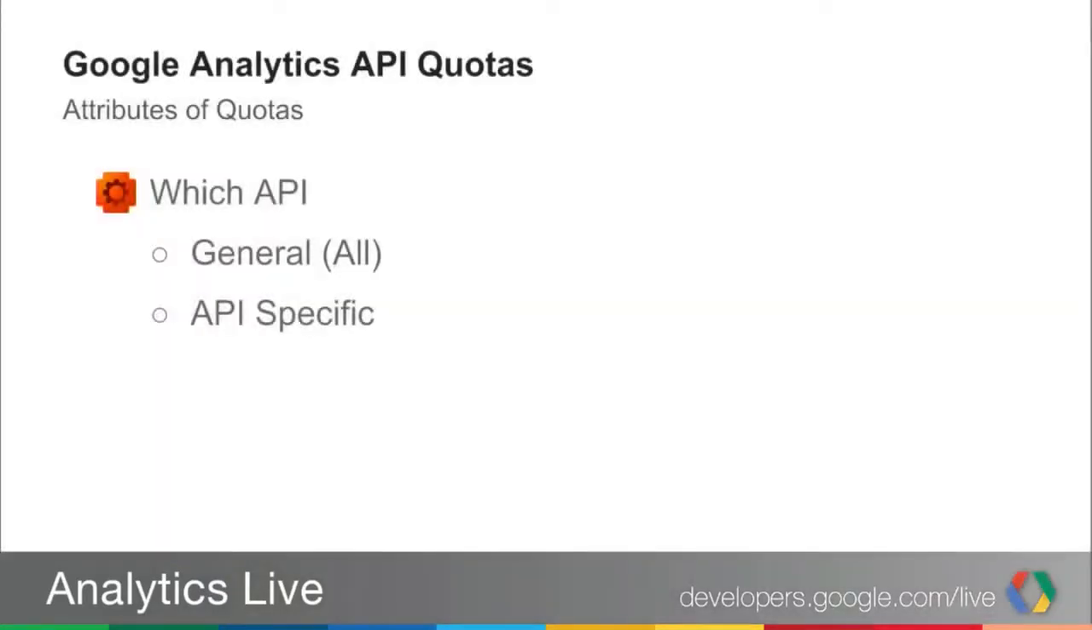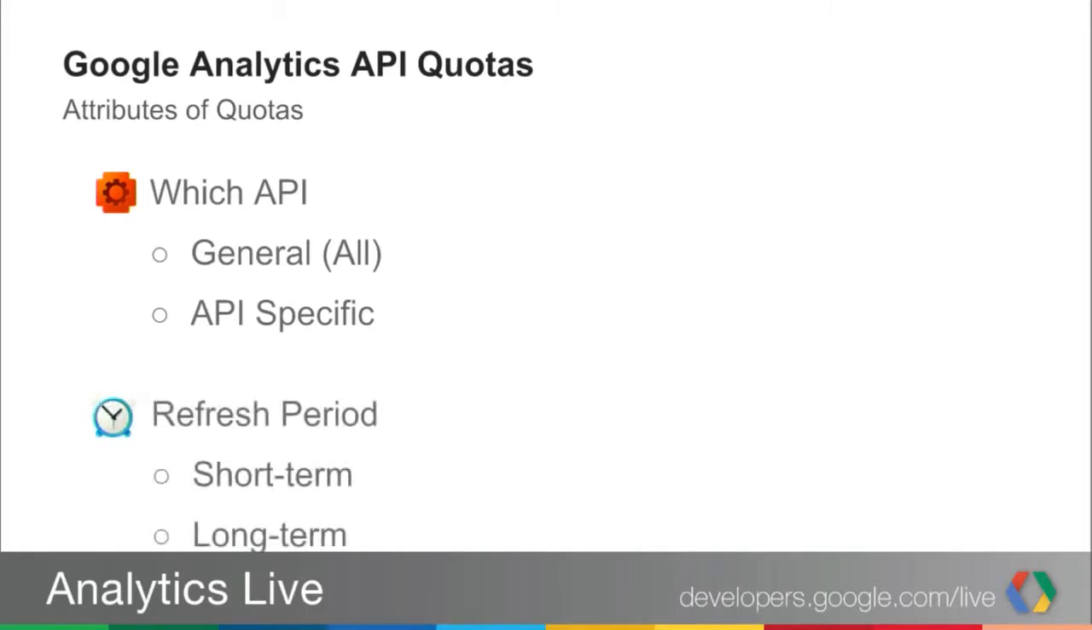So let's talk about the different types of quotas that we have. One category is general quotas that apply to all the API requests. We call them general quotas in the documentation, but these are umbrella quotas, I would call them. These apply to all kinds of requests, be it management, reporting, or upload. And then there are some API specific or feature specific quotas that apply to certain features, and we'll talk about those in a minute.